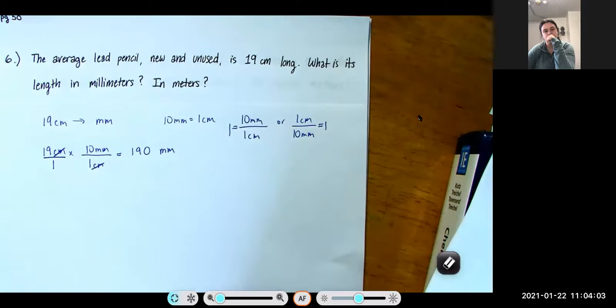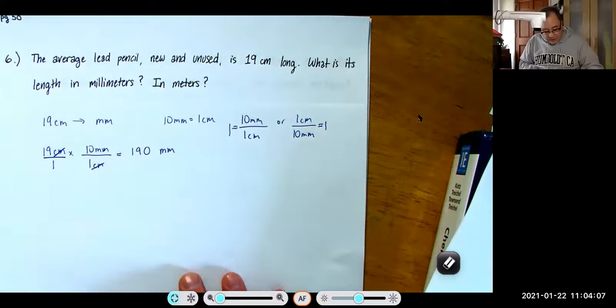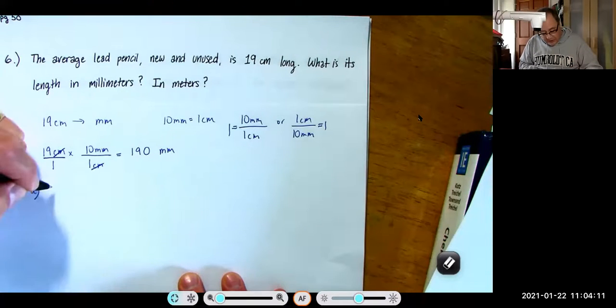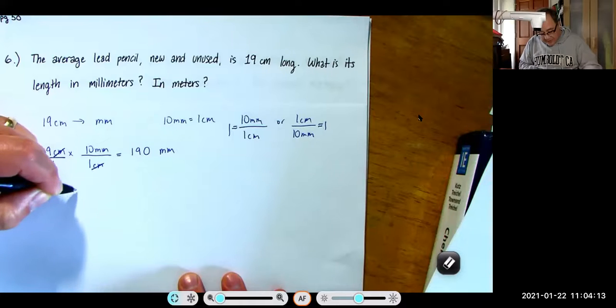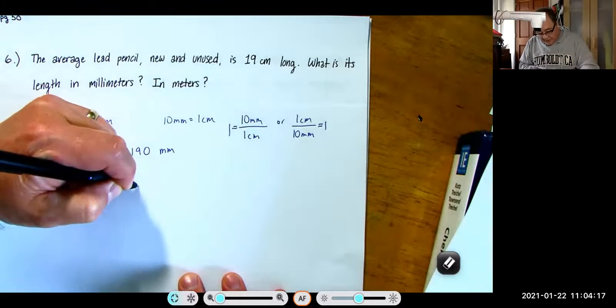Now, let's say you did not know this. How would you do this conversion? So I'm going to call this A. What you would do is you would take your 19 centimeters, convert that into meters, and then convert the meters into millimeters.